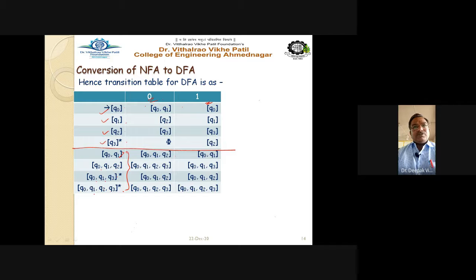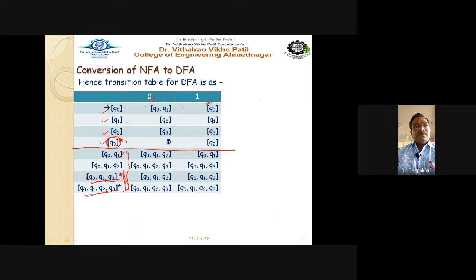The next point is Q3. Now Q3 being the final state in the NFA, it is marked with the star sign. That's why wherever there is an appearance of Q3, you mark this state as a final state. Getting my point or not? Q3 is given as a final state in the given NFA, so wherever Q3 appears, you just mark it as a final state.